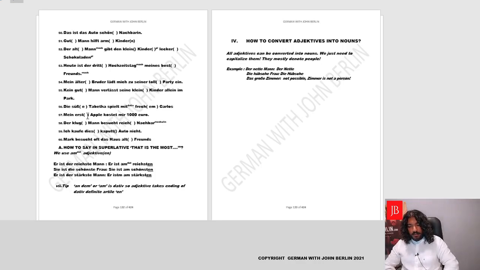Mein erster Apple kostet mir 1,000 Euro. So basically, first we'll find which table. It's mein, which replaces the article ein, so the indefinite article table, and the case is nominative. And Apple is a laptop, which means it is masculine. So if you go to the indefinite article table, nominative masculine, you will get er. So it's mein erster Apple kostet mir 1,000 Euro.